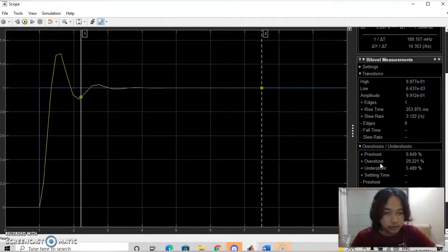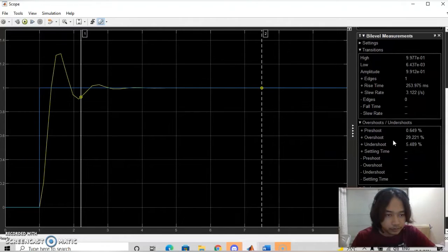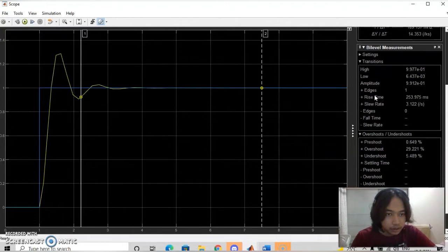The overshoot for this scope is 29.221%. The undershoot is 5.489%. Okay, and then for the rise time, we take from here to reach here, and we get 253.975 millisecond. So the statistic until we get the straight line from here until here remains.